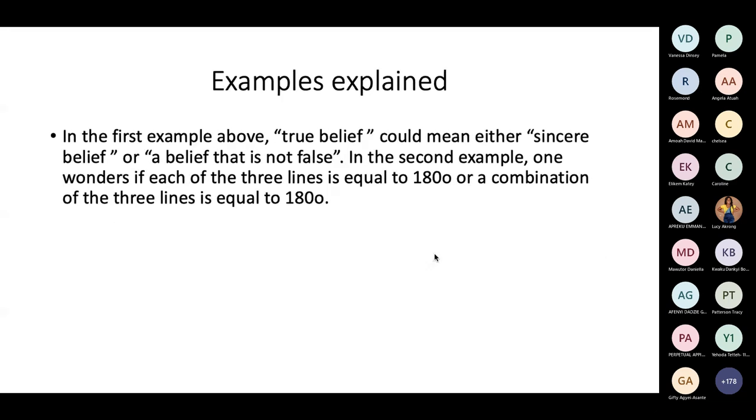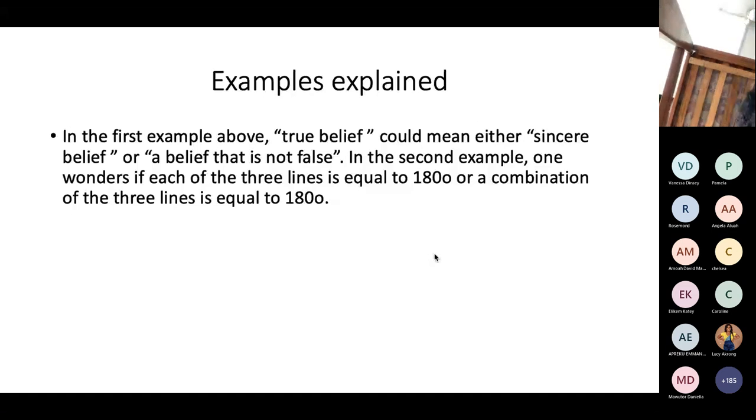So, in the first example, true belief could mean either sincere belief or a belief that is not false. You can see that both of them are not the same. In the second example, one wonders if each of the three lines is equal to 180 or a combination of the three lines is equal to 180. So when there are conflicting meanings, the definition is ambiguous. When there is no clear meaning at all, then the definition is vague. So that's the difference between vagueness and ambiguity. Vagueness means there's no clear meaning. Ambiguous means there are at least more than one clear meaning.